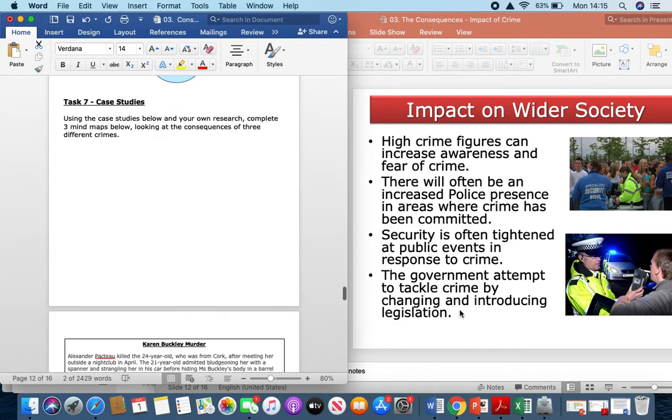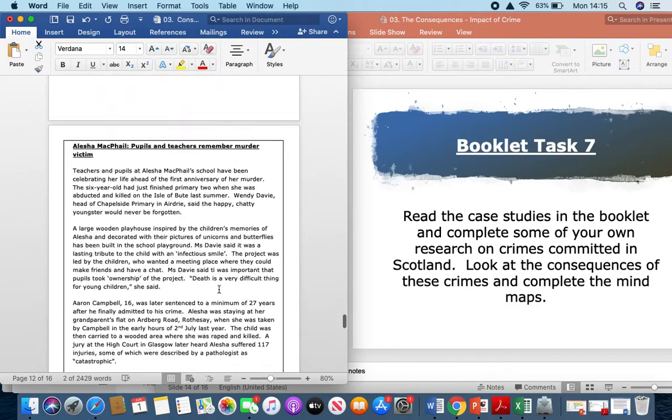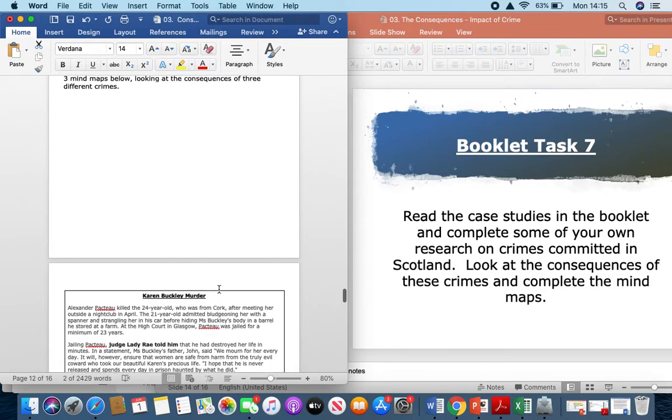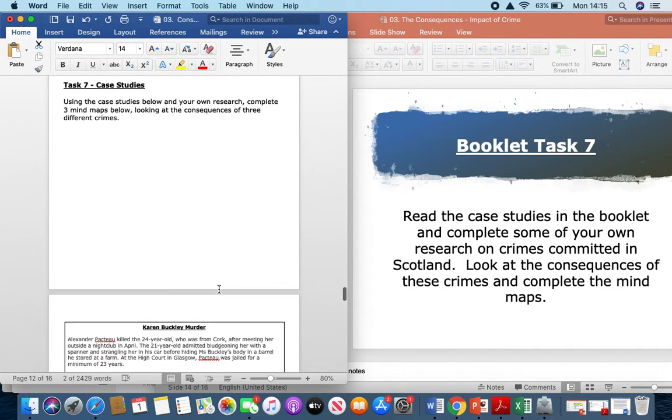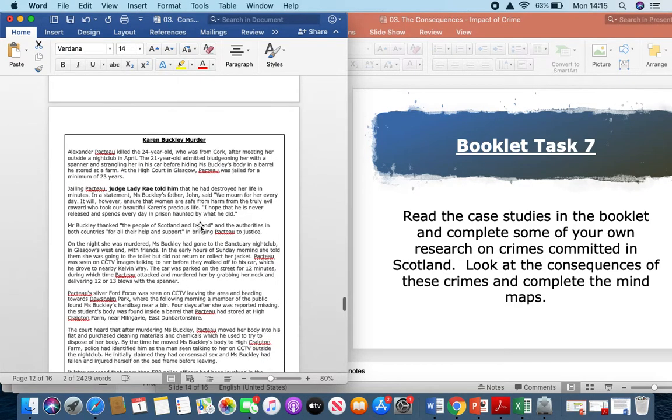All right, task 7, you're looking at case studies. There's 2 case studies, which are examples of where things have actually happened, and you're going to need to do some of your own research and make 3 more mind maps. So it's a mind map week. I know we've had quite a lot. You guys have done reports. You guys have made bar graphs and pie charts and different things. So this one's focused on a lot of mind maps.